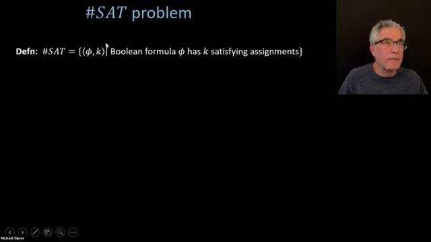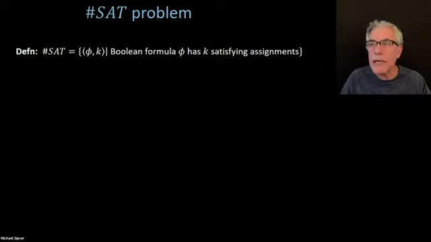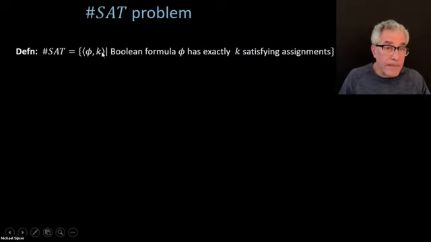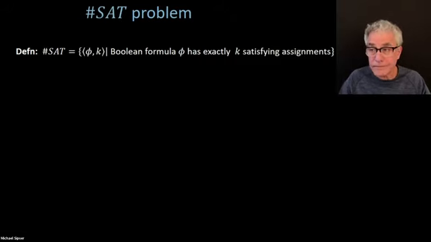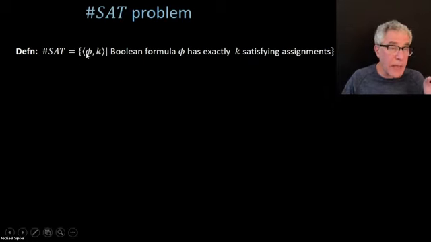So, #SAT, the problem of exactly k satisfying assignments. The set of pairs (phi, k) is where the formula phi has exactly k satisfying assignments. So really this is a problem of counting how many satisfying assignments you have in a formula. For NP you have at least one, but I want to know exactly how many. So the number set problem is the pairs: formula and the count.